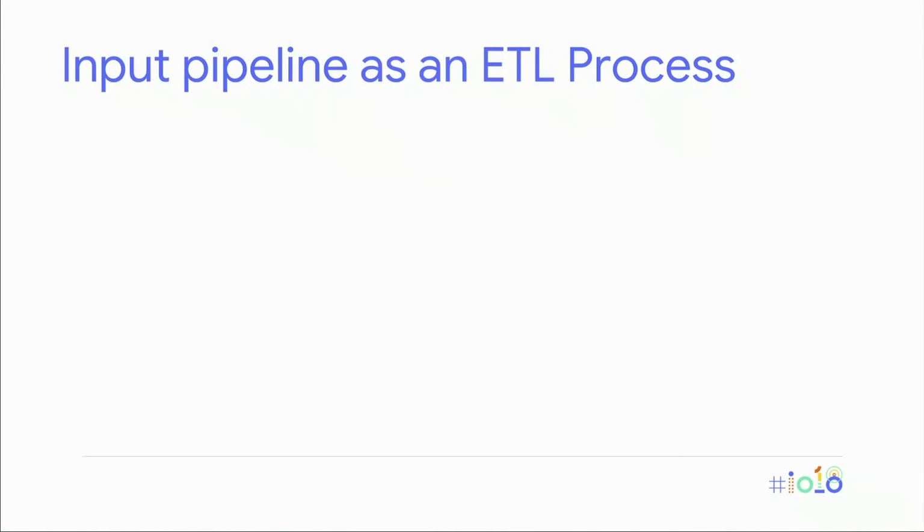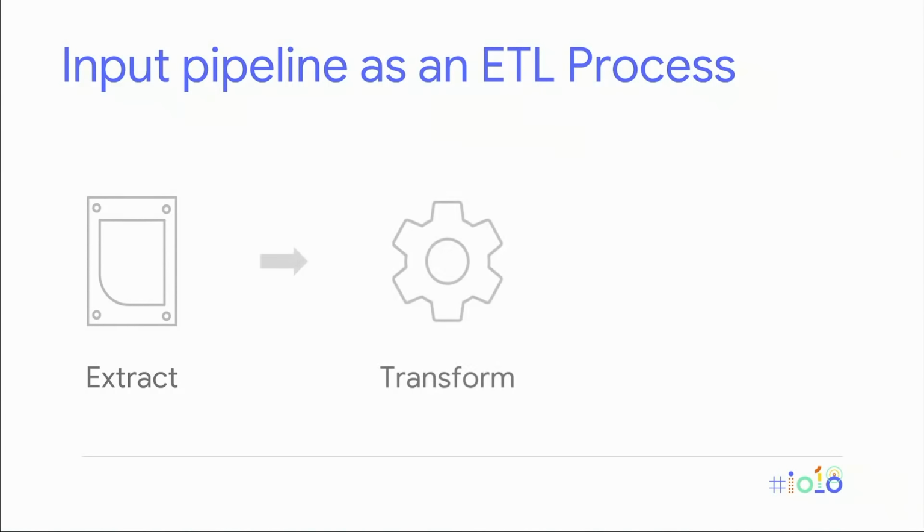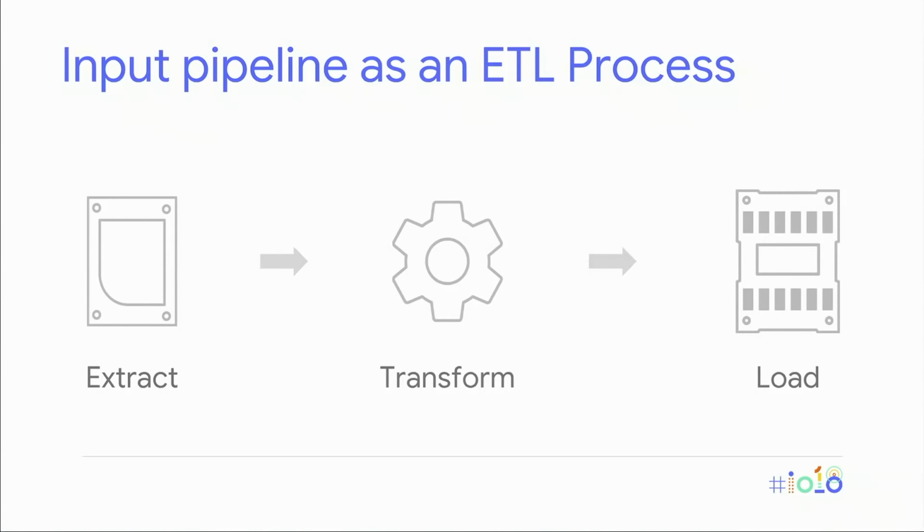The input pipeline can be thought of as an ETL process, which is extract, transform, and load process. In the extract phase, we're reading from persistent storage, which can be local or remote. In the transform phase, we're applying the different transformations, like shuffle, repeat, map, and batch. And finally, in the load phase, we are providing this processed data to the accelerator for training.